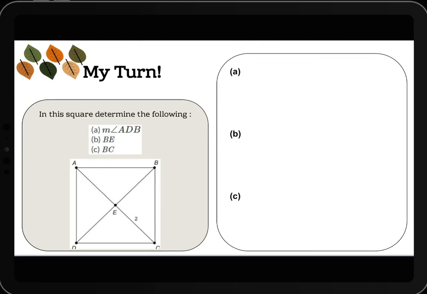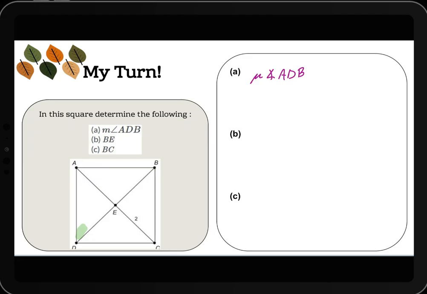So let's take a look at an example. We want to, in the square, determine the measure of angle ADB. So the measure of angle ADB, let's highlight that. A to D to B is this angle actually right here. The D is slightly cut off.